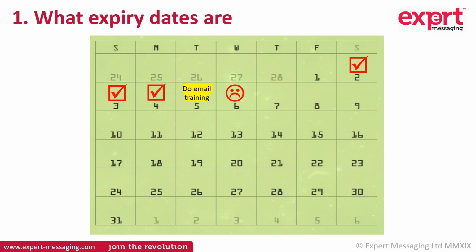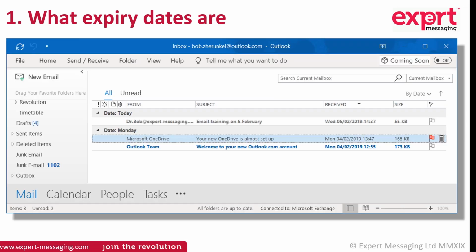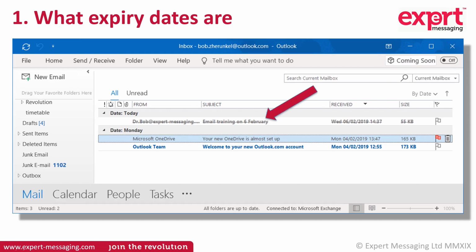If they open it before it expires, it's just like an ordinary email. But if they haven't opened it by the time it expires, it will be displayed in their inbox grayed out with a line through, like this. The recipient can still open the message, but they can easily see the email is out of date and they can probably ignore it.